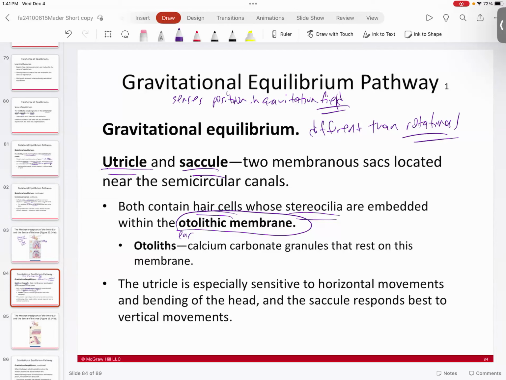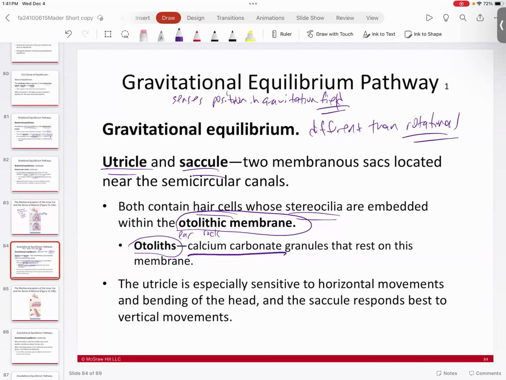An ear, nose, and throat doctor. So oto is the ear part. Lithic means rock or stone. So otolithic actually means ear rock. And you have a membrane that is full of what are called otoliths, ear rocks. These are calcium carbonate granules that are settled on this particular membrane, and they're embedded in the fluid.